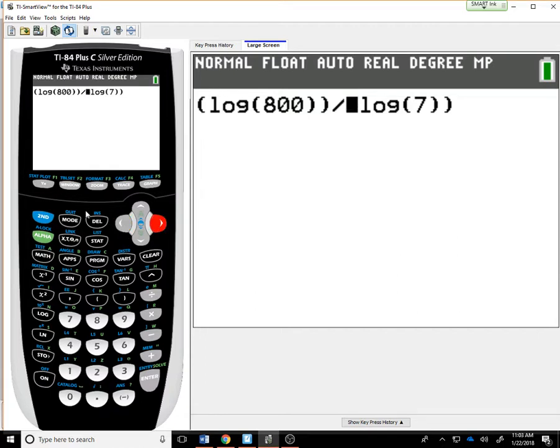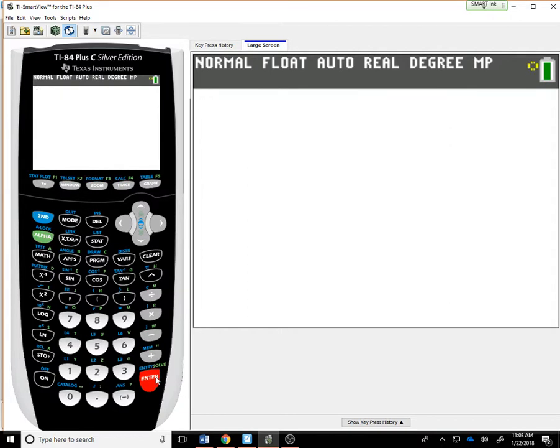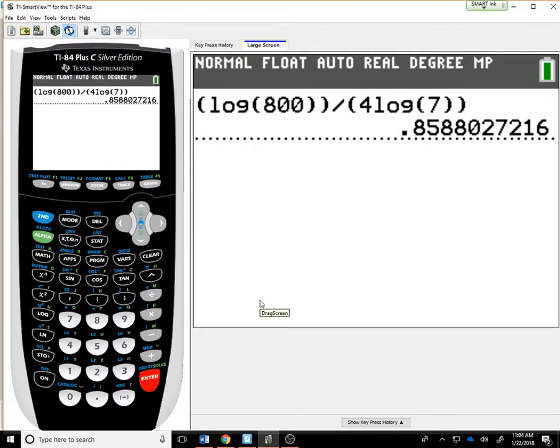Over the 4. Next to the delete button, the second option is an insert button. So then I can just insert a parenthesis there. Pretty cool. Press enter. 0.85.